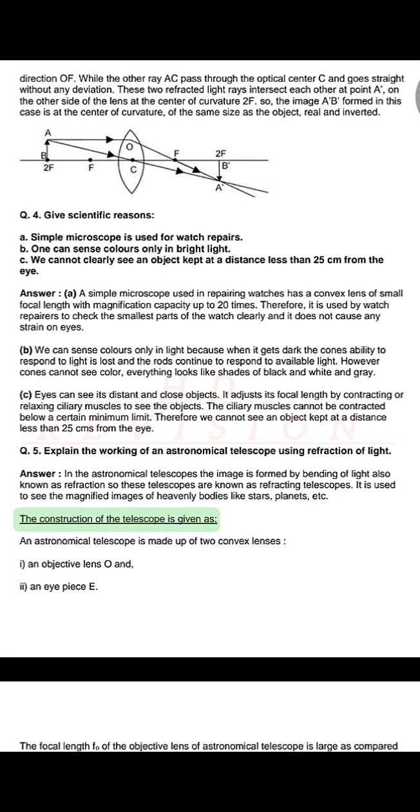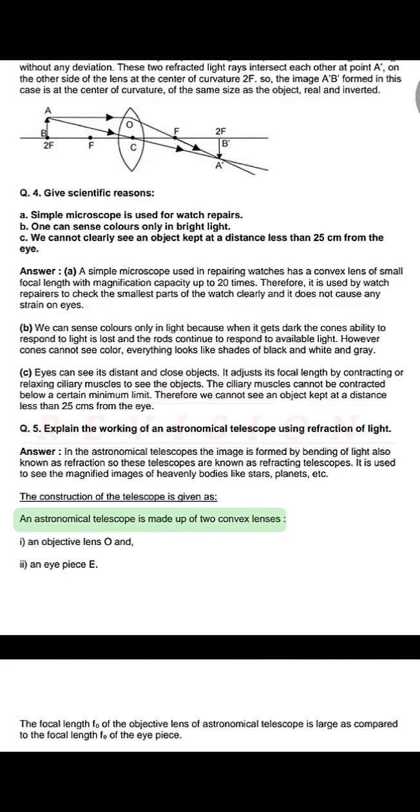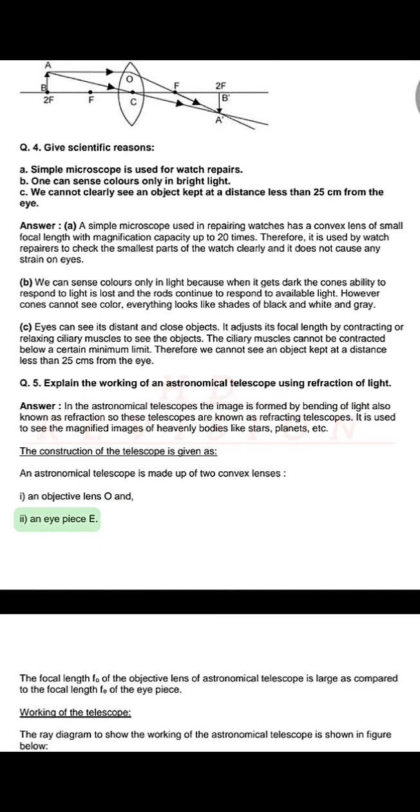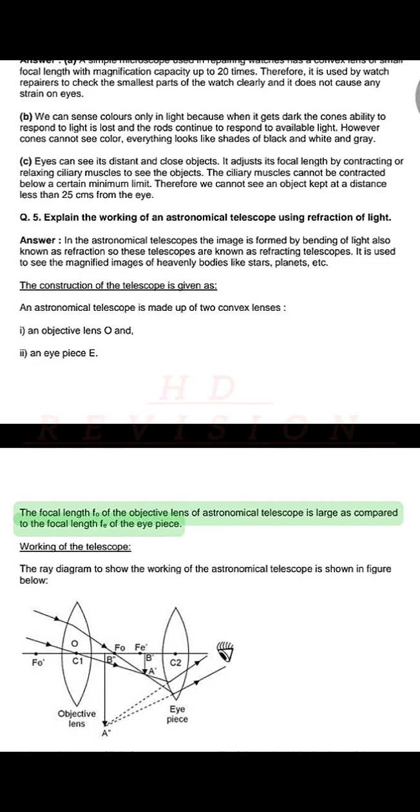The construction of the telescope is given as: an astronomical telescope is made up of two convex lenses. I. An objective lens O and II. An eyepiece E. The focal length F1 of the objective lens of astronomical telescope is large as compared to the focal length F2 of the eyepiece. Working of the telescope.